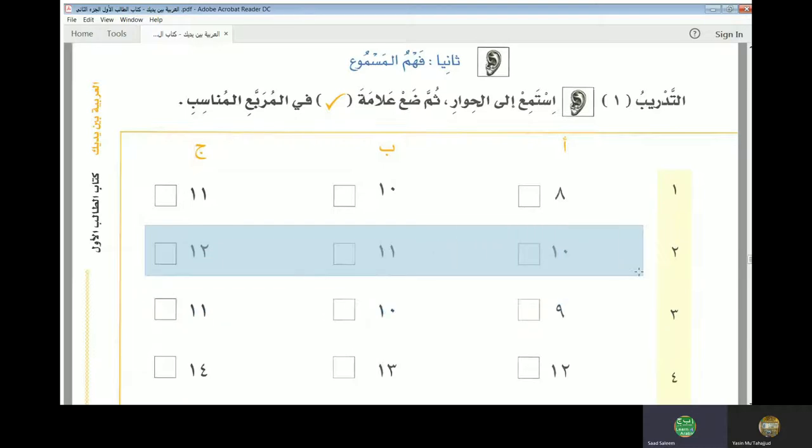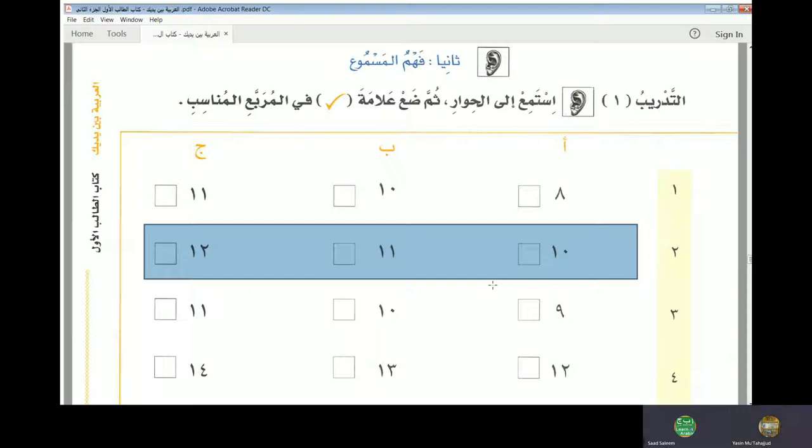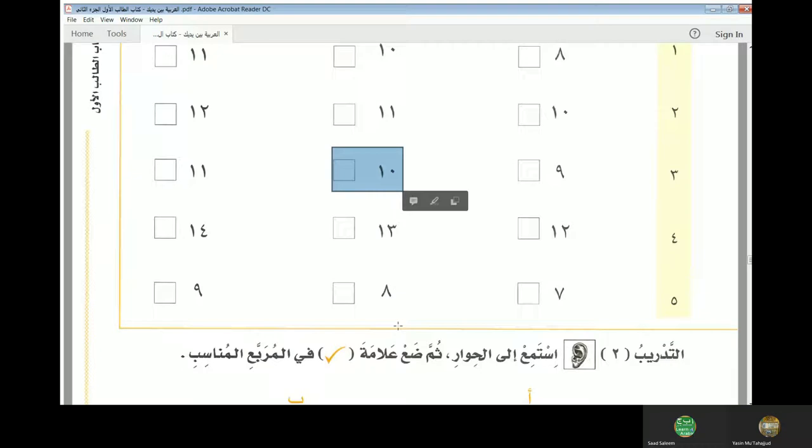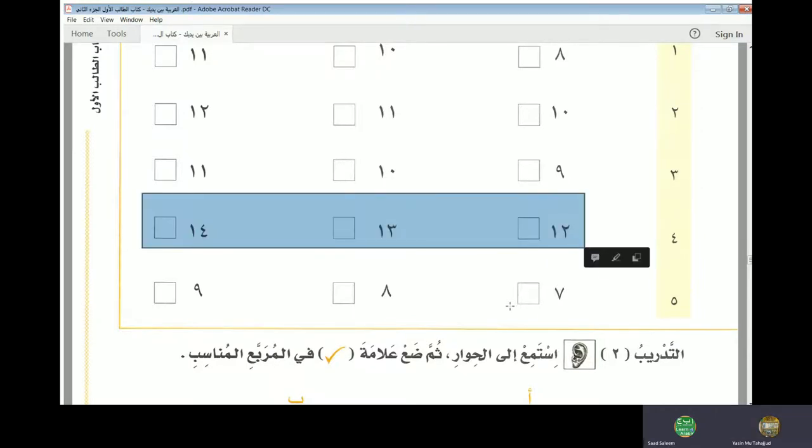متى طفت طواف الإفاضة؟ One more time, please. Mata tufta tawaf al-ifada? Tuftu tawaf al-ifada fil yawmil ashir. Alif. Mata halakta ra'sak? Halaktuhu fil yawmil ashir. Okay. متى طفت طواف الوداع؟ في اليوم الثاني عشر.